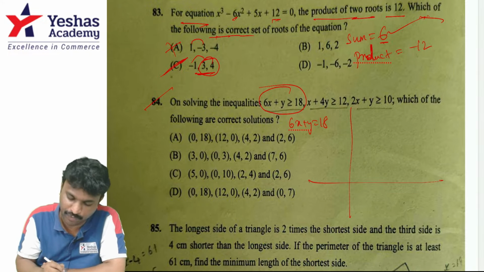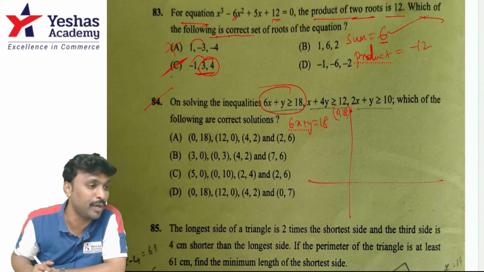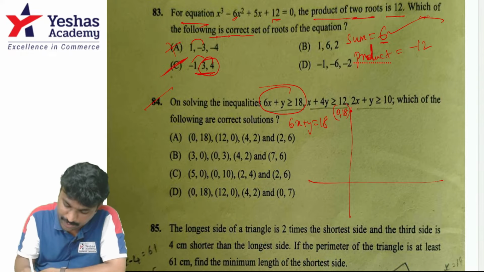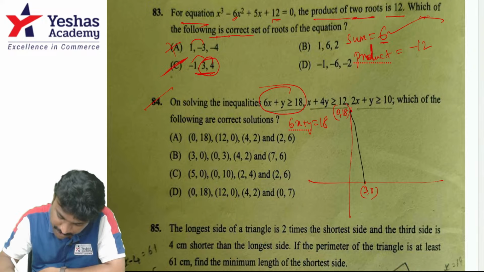Put x equal to 0. Find the value of y. y is equal to what? 18. So 0 comma 18 is the y-intercept. Now put y equal to 0, 6x equal to 18, x is equal to 3. So 3 comma 0 is the x-intercept for this line. So just join these 2 points.